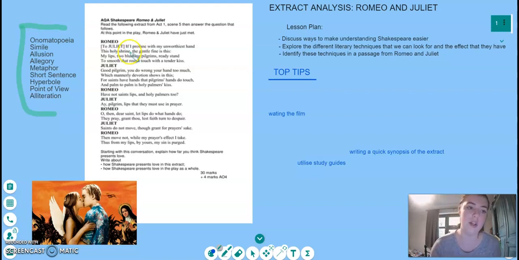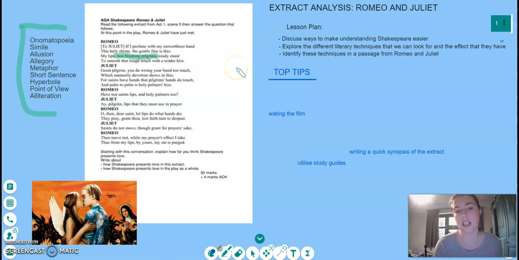Okay, so if we just take one example, you can see here the use of metaphor, with Juliet comparing her lips to two blushing pilgrims. So if we read this as a whole, okay? If I profane with my unworthiest hand this holy shrine, the gentle fine is this. My lips, two blushing pilgrims, ready stand to smooth that rough touch with a tender kiss.